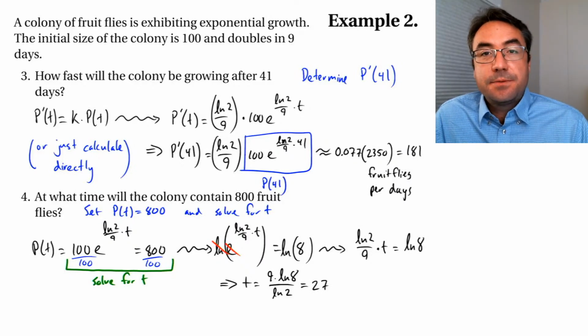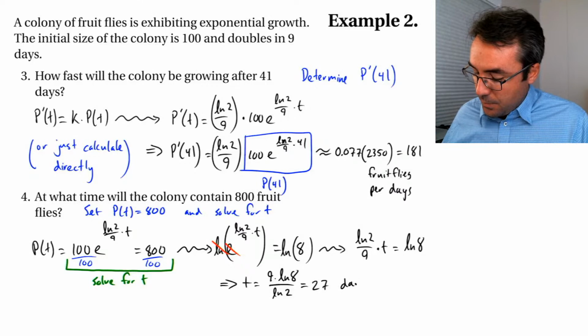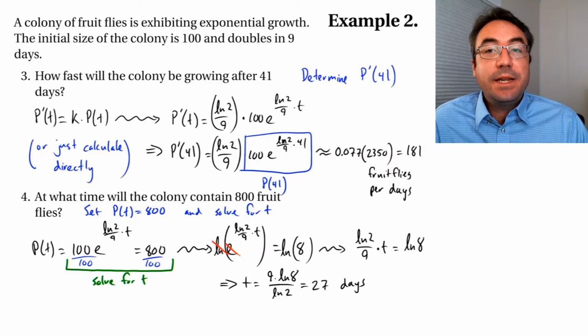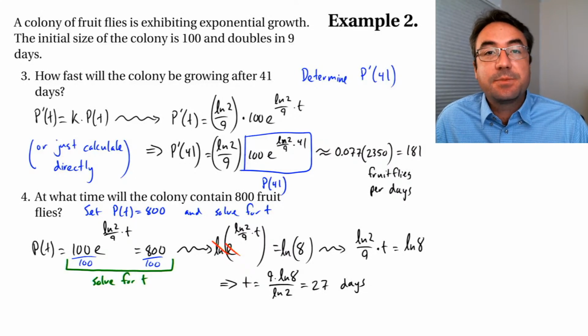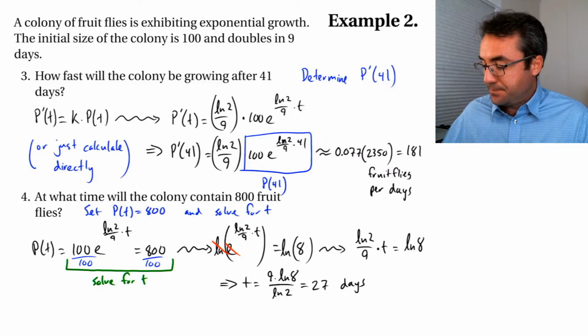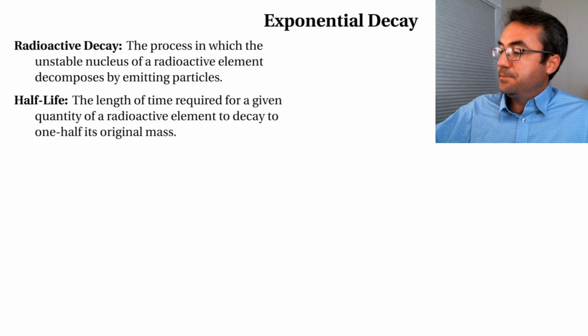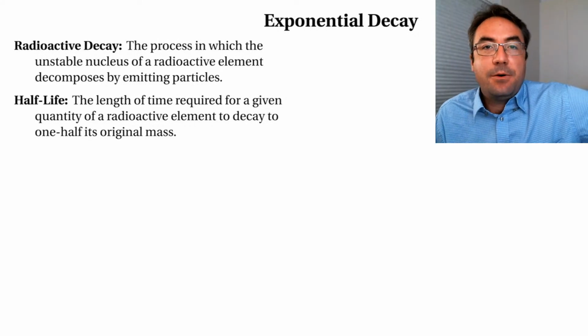And what are the units? Well, for this problem, lowercase t was measured in days. So what this tells us is that after 27 days, if our fruit fly colony kept experiencing exponential growth, its population would reach 800. All right. So that's exponential growth, where the constant k is positive.